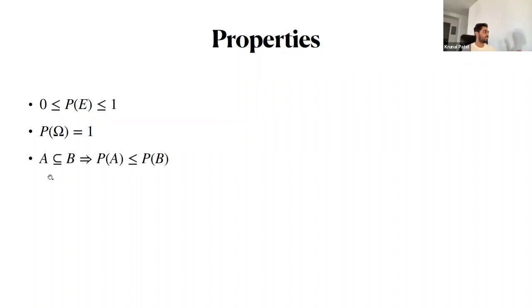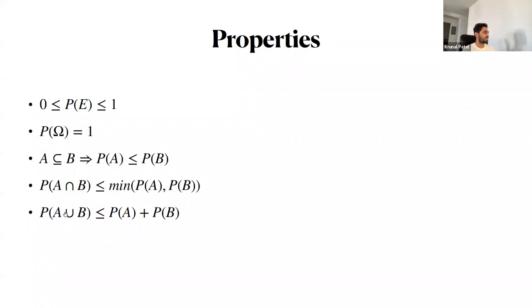If A is a subset of B, there are two events, A and B, then the probability of A is always going to be less than or equal to the probability of B, right? All of these are very intuitive. This one seems a bit heavy, but it's not that heavy. The probability of A and B happening together is obviously going to be less than or equal to either one of them happening on its own, right?